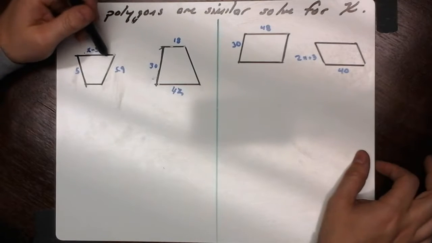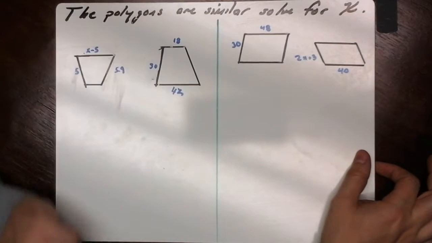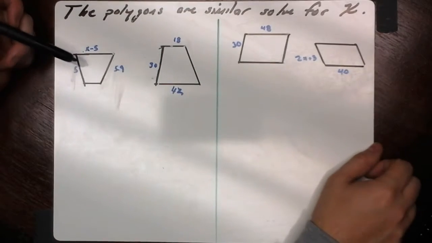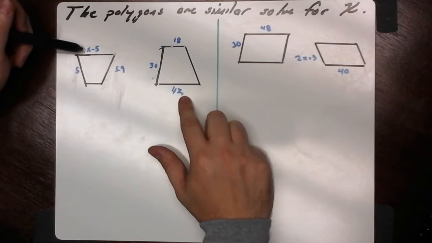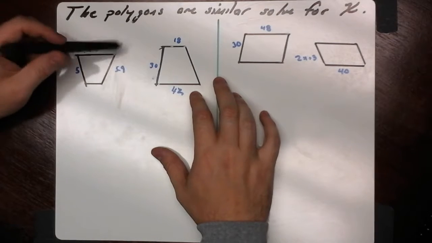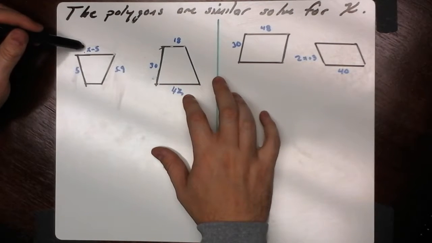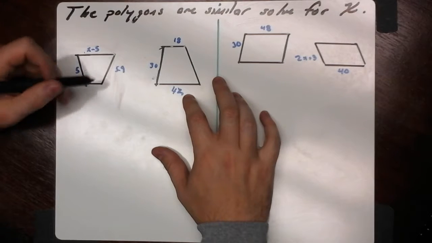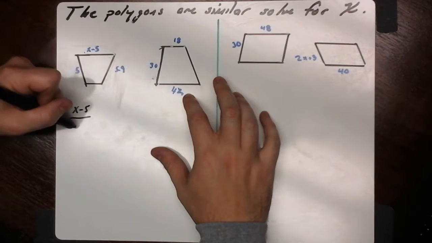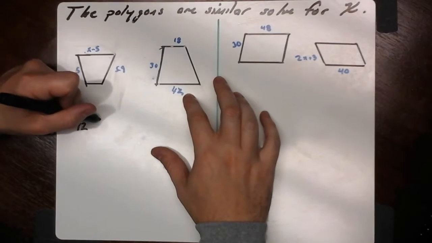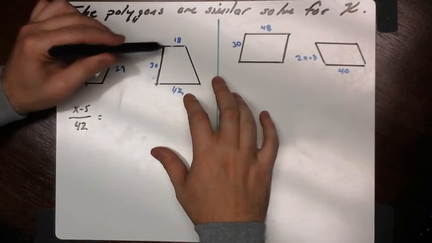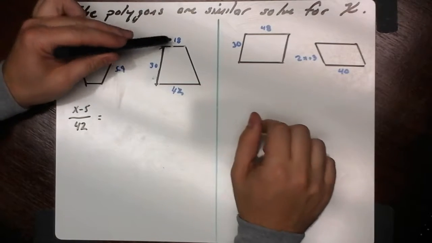What I notice is that this is the long side, and this is the long side of that polygon. It looks to me like they kind of flipped them over. So I'm going to assume, with a good assumption, that these two parts here are proportional, or corresponding. So I'm going to say x minus 5 over 42. Then I'm going to say that this is slightly less slanted than this one. This is my quality artwork here.